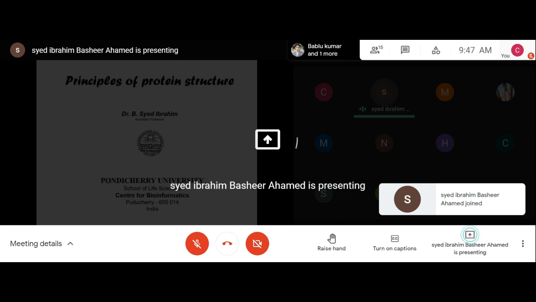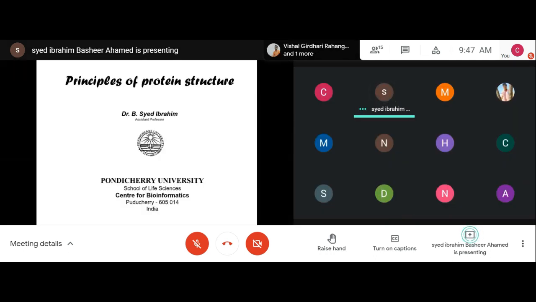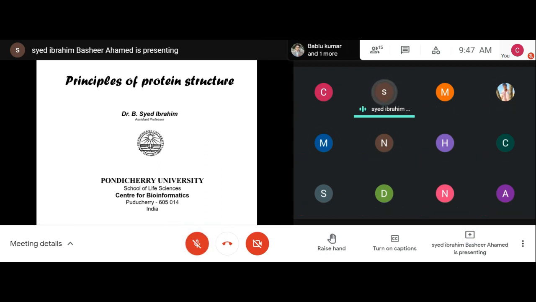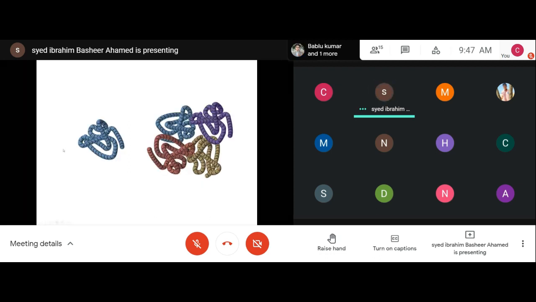You guys are seeing my screen, right? Yes, sir. Okay. So we are going to see the concept of protein structure. Can anybody guess what this structure is? It's looking like a murku, right? Or jalebi?